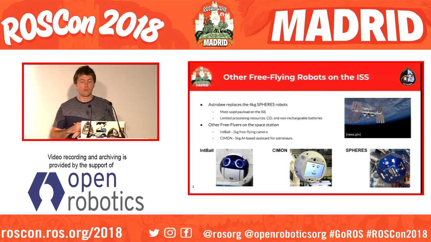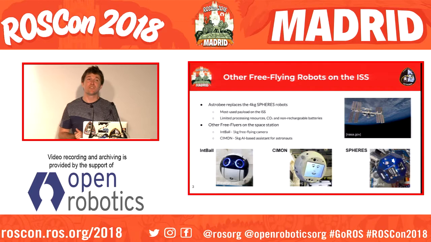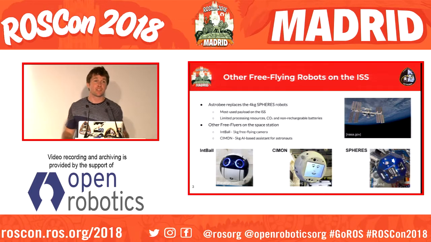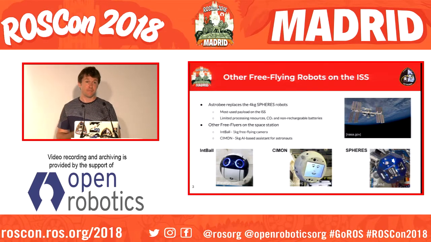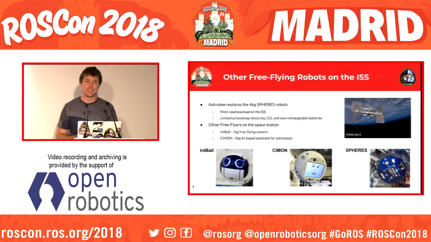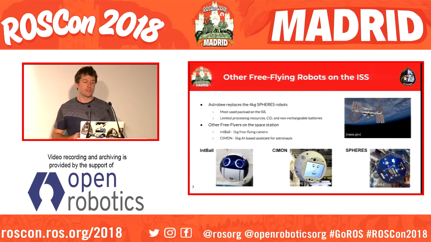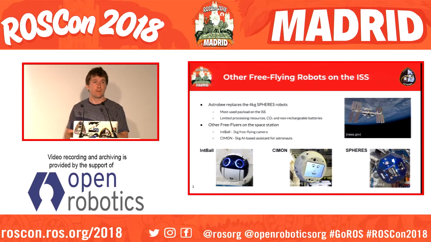The problem, unfortunately, with Spheres is that over time, its lack of computational resources has become evident. It also uses CO2 tanks, so you have to keep replenishing the CO2 tanks to make it fly. And it also doesn't have rechargeable batteries. It turns out getting a rechargeable battery on the International Space Station is rather tough. So the other free flyers which aren't developed at NASA are the Int-Ball and Simon. In fact, the most recent you might have seen, I believe, is Int-Ball, which is JAXA and the Japanese module.